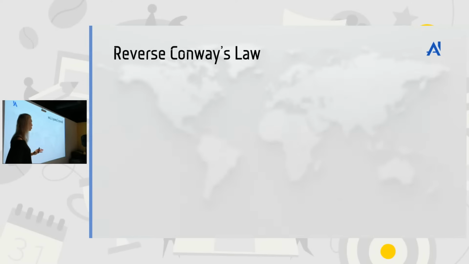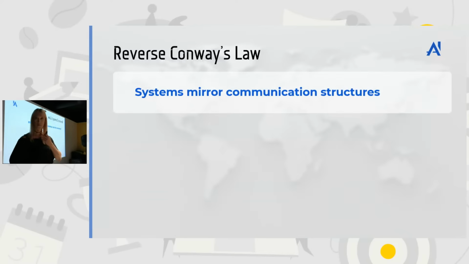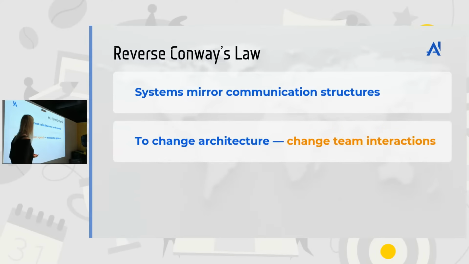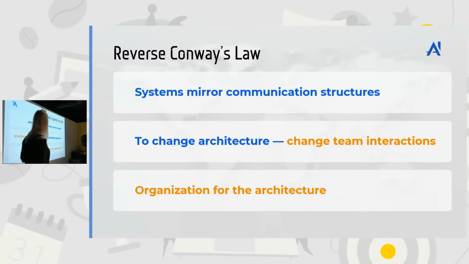But what if we simply try to reverse it? Because it says people actually build architecture. What a nuisance, right? But anyway, let's do it vice versa. If we try to mirror the communication structure, then we need to change teams to change architecture, right? Then we need to organize teams the way that we want the architecture to work. And you wonder who did this. You listen to the music. I hope most of you know Spotify and the Spotify model. They actually did it.